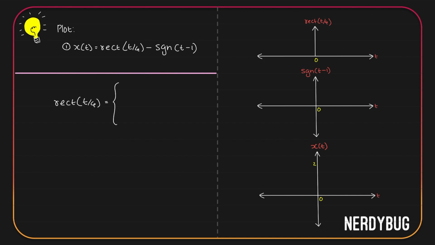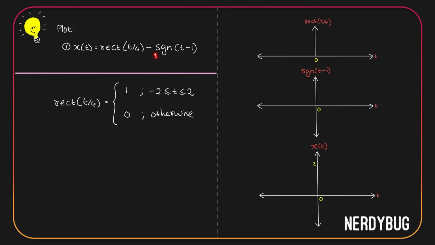So what is happening to a rectangular function is time scaling. And the scaling factor is 1 by 4, which is less than 1. So it is going to expand. Originally, rectangular function of t was from minus 1 by 2 to 1 by 2. Now it will be from minus 1 by 2 multiplied by 4 to 1 by 2 multiplied by 4, which is minus 2 to 2. So we can write it is going to be 1 for minus 2 less than or equal to t less than or equal to 2, and it is going to be 0 everywhere else.